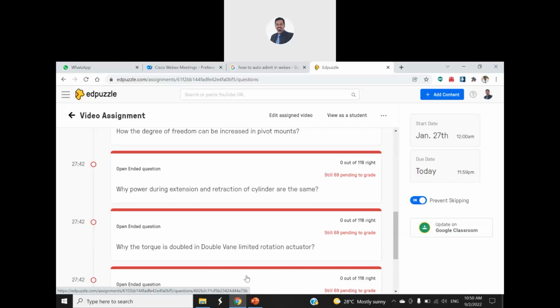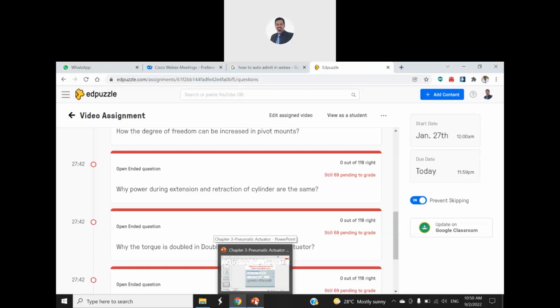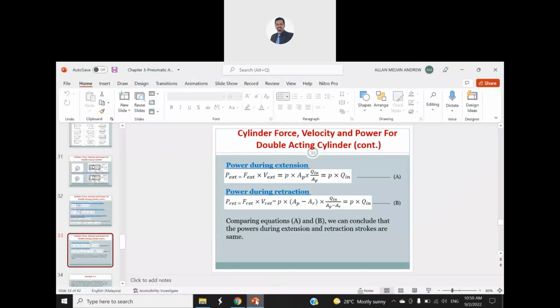Anyone can try? I think I have an answer. Because both formulas for power are the same. The formula for power is the same, right? The formula is not the same, because here you are using AP, the piston area, and here you are using AP minus AR. So the formula is not the same.